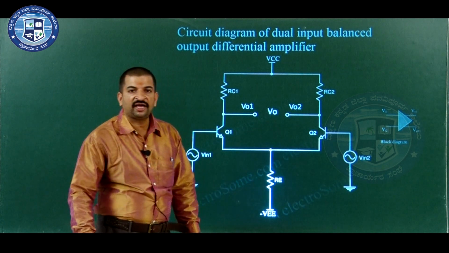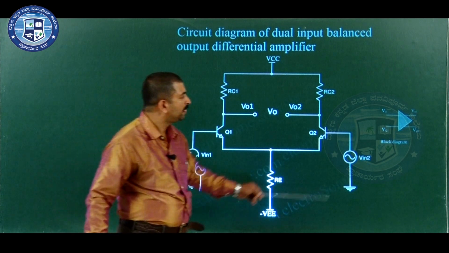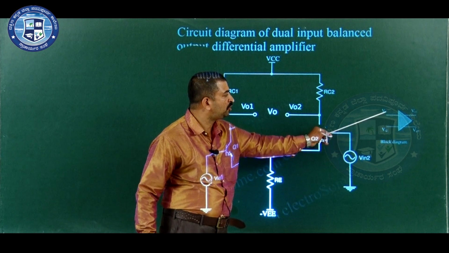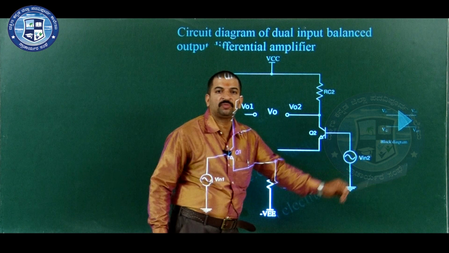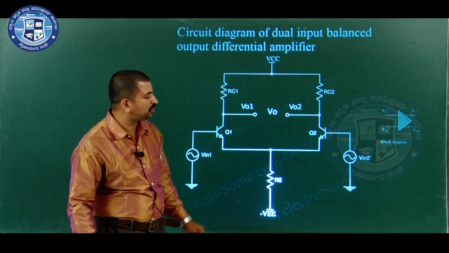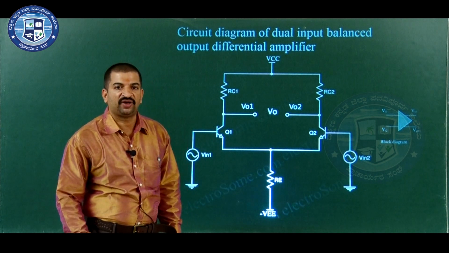Observe the block diagram of the dual input balanced output differential amplifier. Here input signals are applied to both input terminals. Output signal is measured across collector terminals of both transistors. So, dual input balanced output differential amplifier.